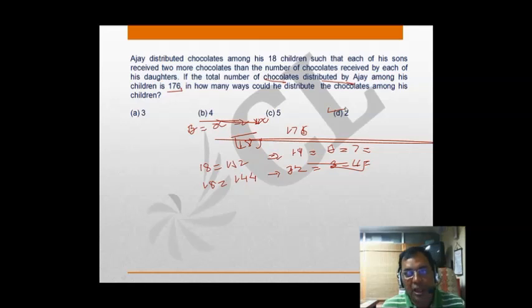Third question. If you analyze it, I have only taken 5 minutes to solve 3 questions. So this is a good beginning. 5 minutes to solve 3 questions.